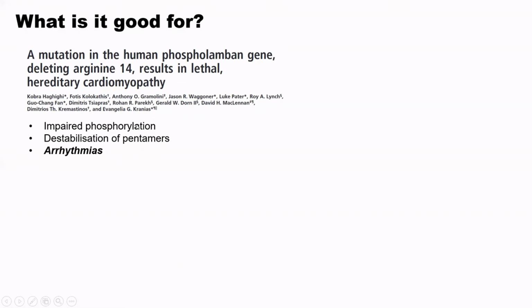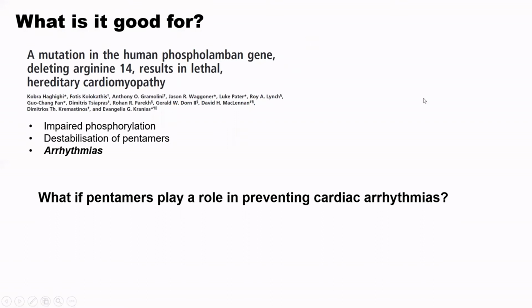And by characterizing a mouse model of this mutation, they also found that it impairs the phosphorylation, but it also destabilizes the pentamers. So I was wondering, what if pentamers may be playing a role in preventing cardiac arrhythmias? So yeah, the next question would be, how would they actually do that? What's the mechanism behind this?